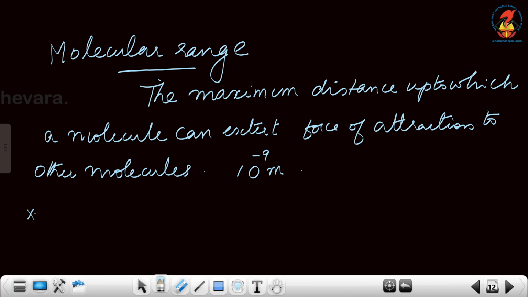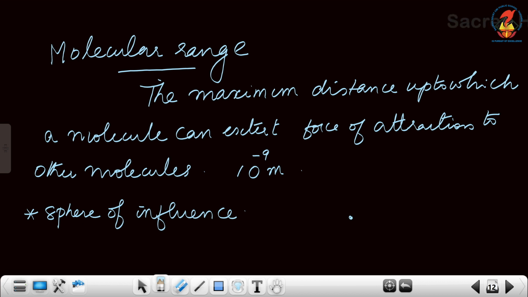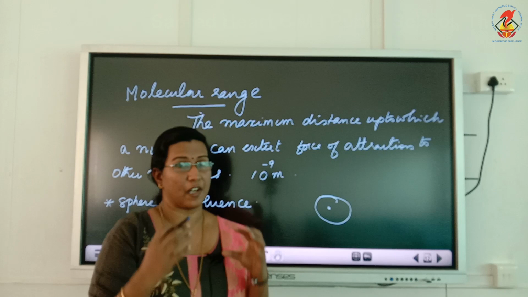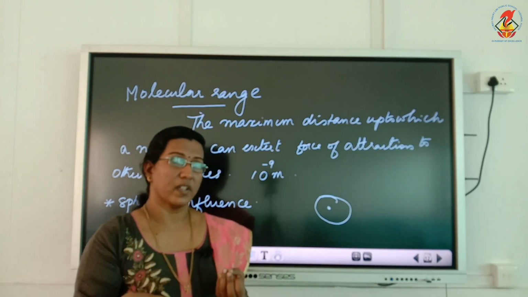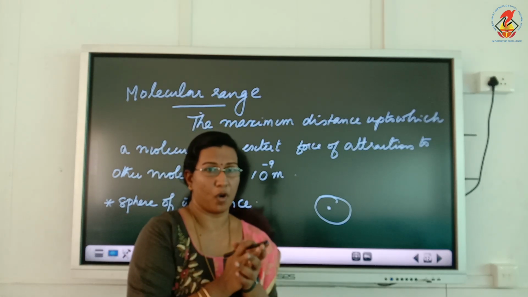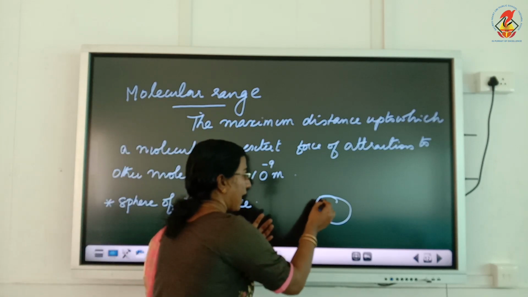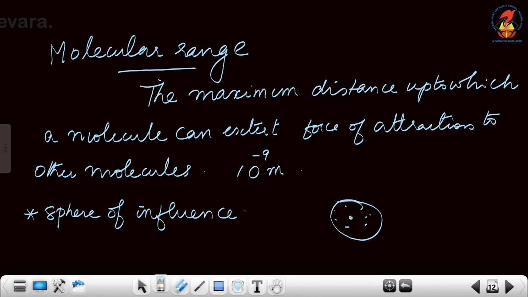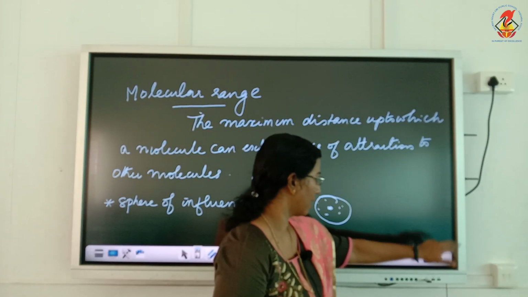The next term is sphere of influence. If I take this molecule as the center and draw a sphere, taking the molecular range as the radius, then such a sphere is known as sphere of influence. Any molecule which lies within the sphere of influence will be attracted by the molecule at the center.